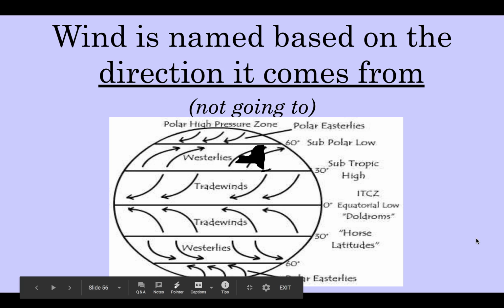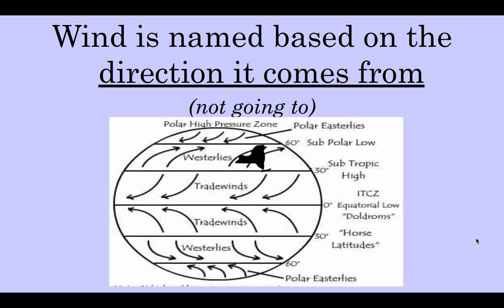There is New York. Go ahead and put New York on your diagram in your notes. So, New York is between 30 degrees and 60 degrees north, so we experience westerlies. That means we experience wind that comes from the west.